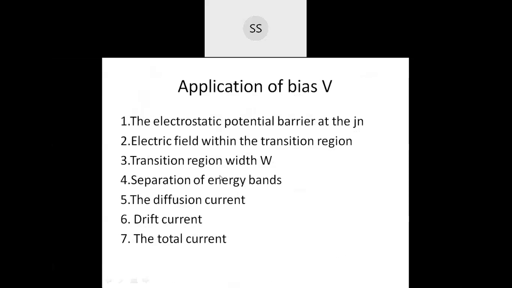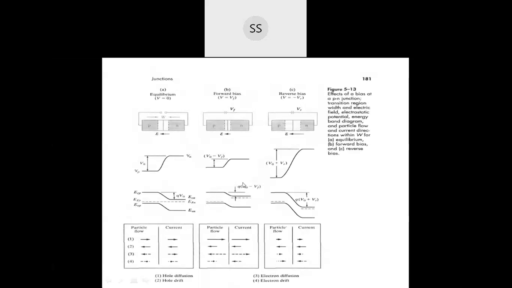Then coming to the fourth point, the separation of energy bands. This I have already explained, but now just observe. This is the equilibrium band bending, Q into V naught. The separation between ECP and ECN is reduced in case of forward biasing. But in case of reverse biasing, it is still deeper. So it is enlarged to Q into V naught plus VR. It is enhanced, indicating less flow of carriers, or almost zero flow of majority carriers.